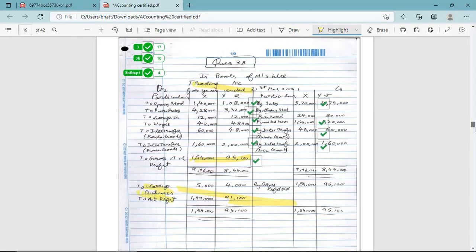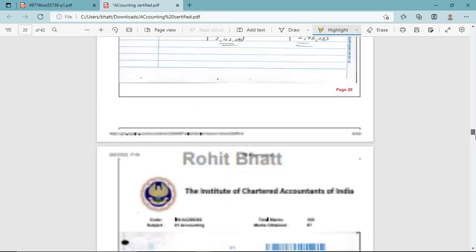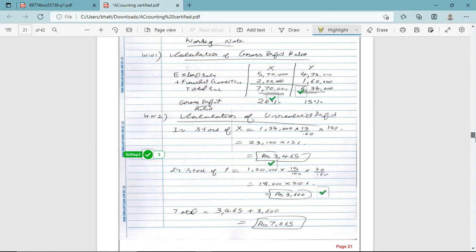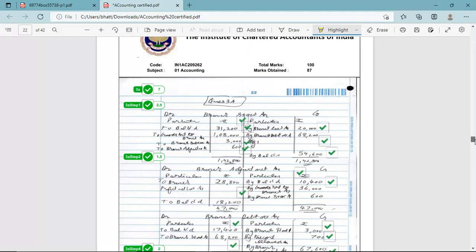4 marks for the main trading account and 3 marks for consolidated P&L. Then for working note also 3 marks are there. So you need to understand how important working notes are. Even if you attempt the full paper correct, you will get only 60 to 70% marks.